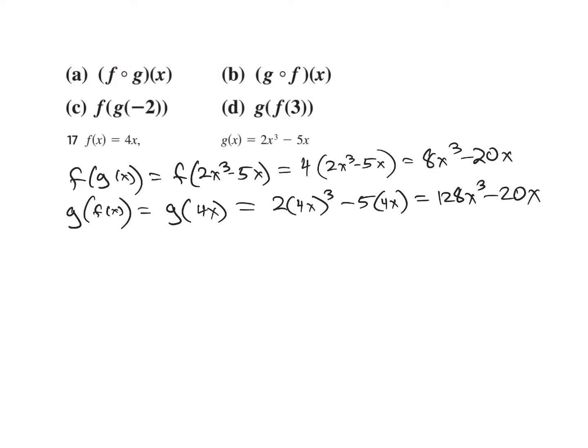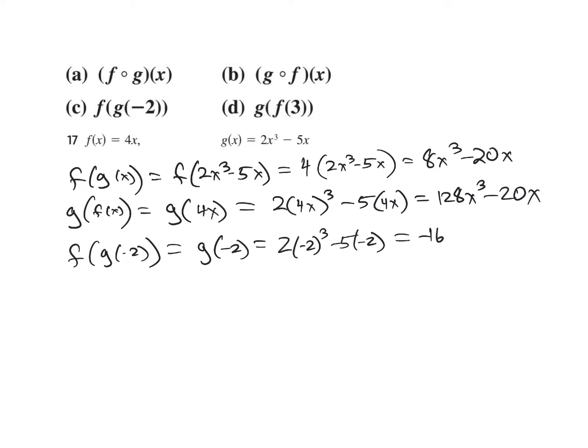Now we do, part C is f of g of negative 2. So let's do g of negative 2 first. G of negative 2 would be 2 times negative 2 cubed minus 5 times negative 2. So negative 2 cubed is negative 8, times 2 is negative 16. 5 times negative 2 is negative 10. And that's negative 6. So now we do f of negative 6. So that's 4 times negative 6, which is negative 24.